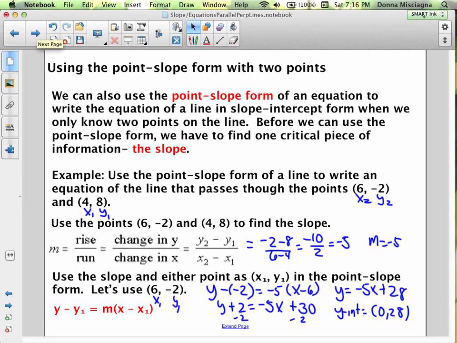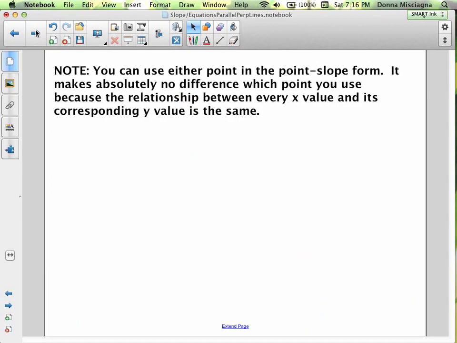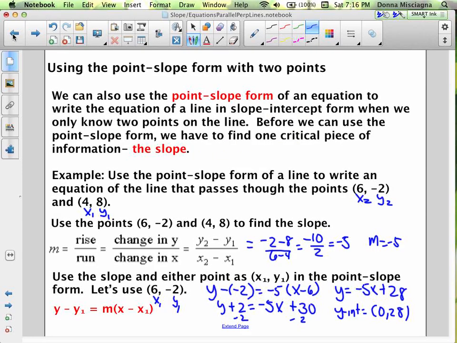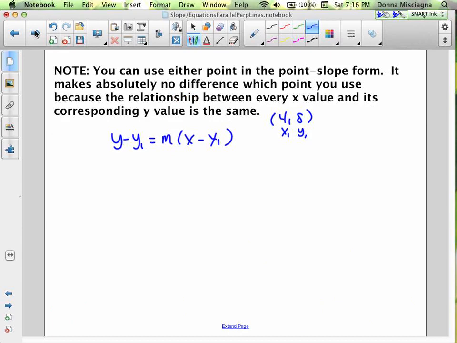All right, in this problem we chose (6, -2). What if we had chosen the other point, (4, 8)? Well, let's find out what happens. Remember the format is y minus y1 equals m times x minus x1. The point was (4, 8). I believe they were both positive numbers, but I'll double check. Yes. And remember our slope was -5. So we have y minus 8 equals -5 times x minus 4.